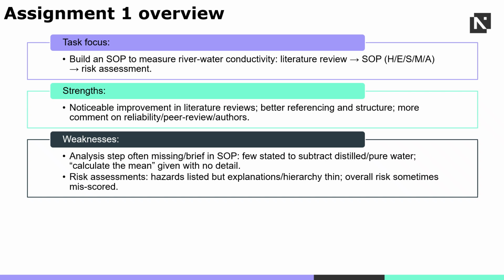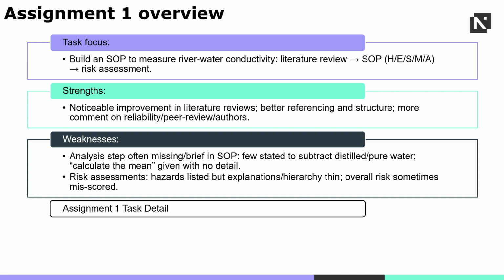Many forgot to adjust site means by the distilled or pure water control, or wrote "calculate the mean" without showing how. In the risk assessment, hazards were listed, but the hierarchy of control and the final risk scoring were often thin or inconsistent. So let's look at this assignment in a little bit more detail.